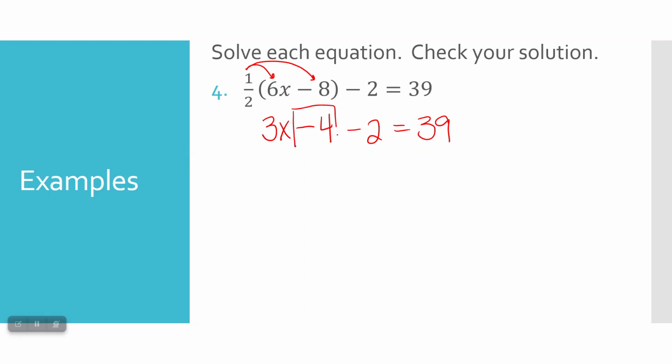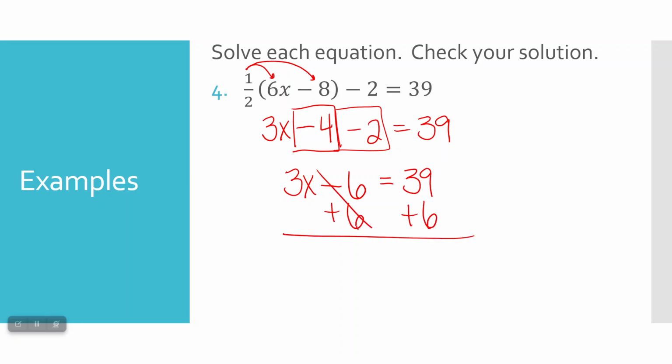Here our like terms are the constant terms. I'm going to go ahead and bring that x term down first. I like to have that in the front. And now be careful with your signs here. That is a -4 and we're subtracting 2. So that is a -6, so we write minus 6. We're going to add 6 to both sides. 3x equals 45. And now dividing both sides by 3, we get x equals 15.